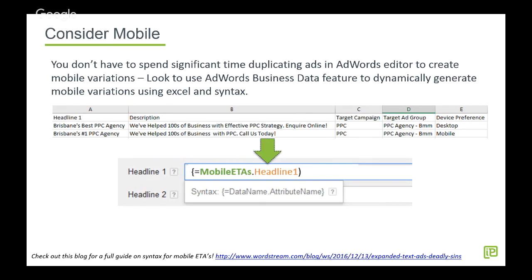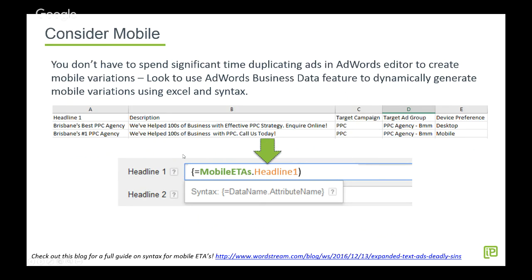So there's a few features that AdWords actually has in the backend through the business data feature. This is basically where you can take a spreadsheet, upload it into the backend, and then using some syntax within the ad copy itself, you can pull in different variations. For example, I could have all my desktop and mobile variations in a spreadsheet. I could allocate the device preference. I could then use some syntax to actually pull that in.